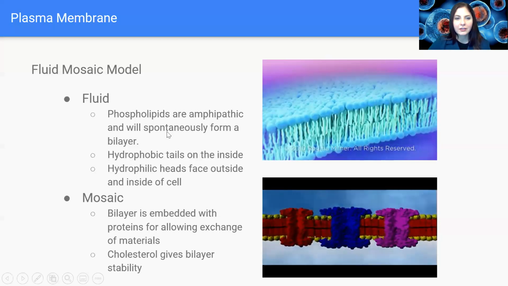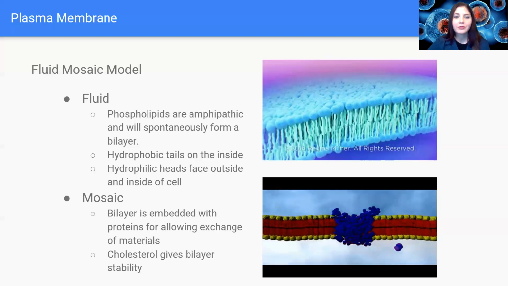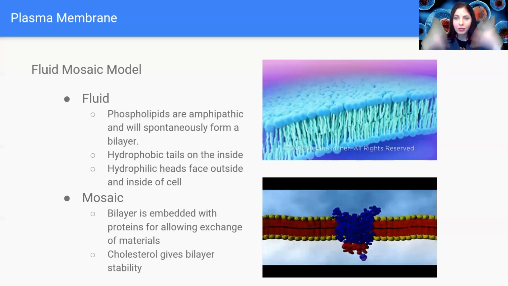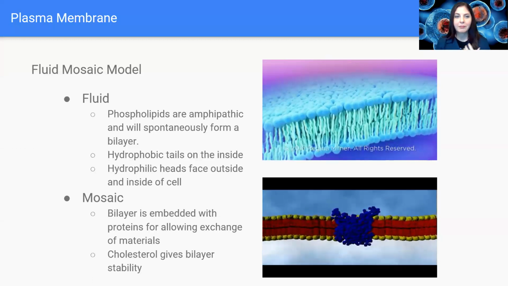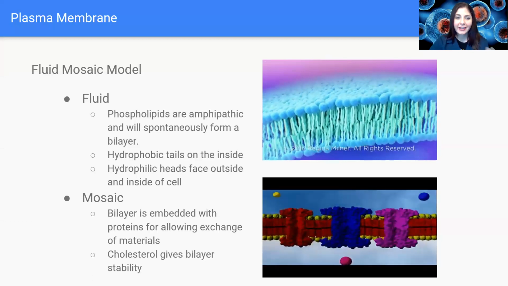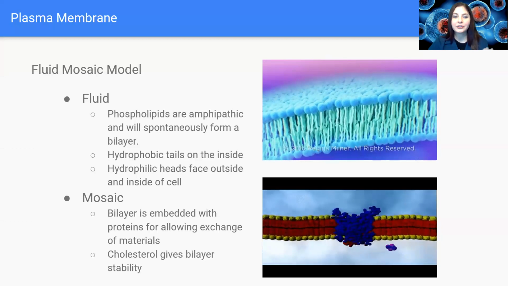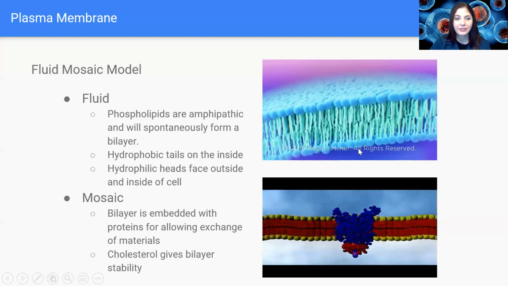So we do have the phospholipids, which are amphipathic, having those two charges, and they will spontaneously form a bilayer. So if you were just to plop these together, they would actually start to develop these phospholipid bilayers. So again, they have those hydrophobic tails on the inside, and we have our hydrophilic heads that face the outside as well as the inside of the cell.